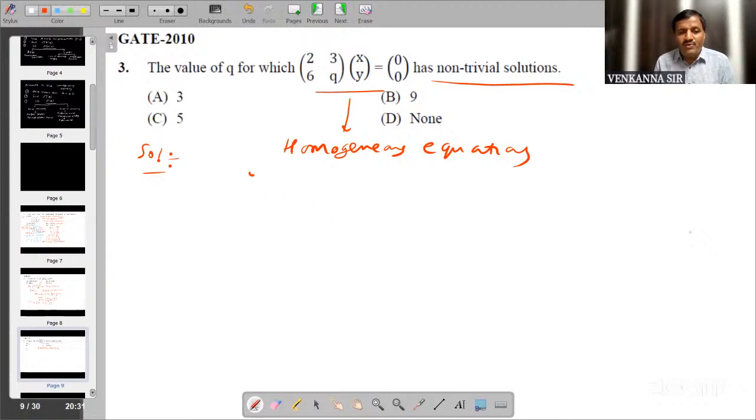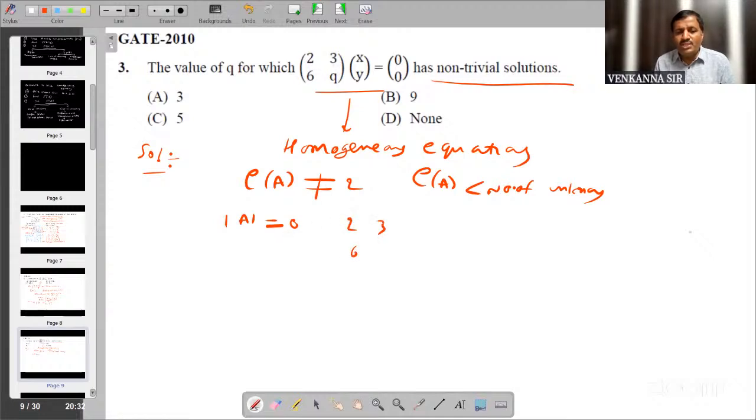For non-trivial solutions, what should the rank of A be? Rank of A should not be equal to 2. Rank of A should be less than the number of unknowns. For that, the determinant of A should be equal to 0. If the determinant of A is 0, what is the rank? It becomes 1. Determinant of A is 0.